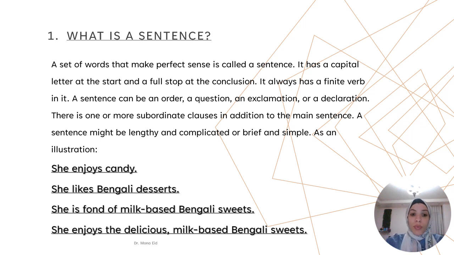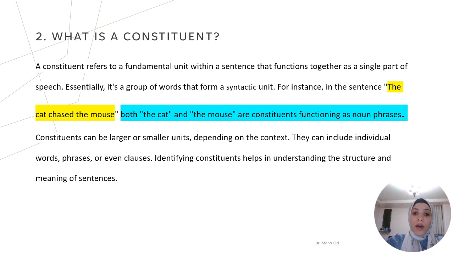So when we went through these four sentences, we know that a sentence could be brief and simple or lengthy and complicated. Okay, so now we knew the meaning of a sentence, that would lead us now to the meaning of a constituent. What is a constituent? A constituent refers to a fundamental unit within a sentence that functions together as a single part of speech. Essentially, it's a group of words that form a syntactic unit.